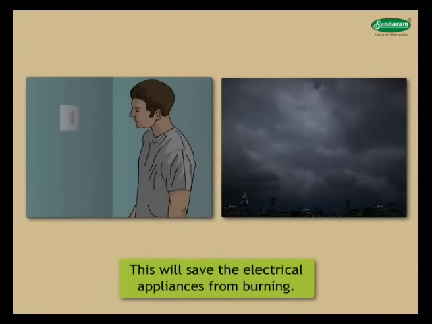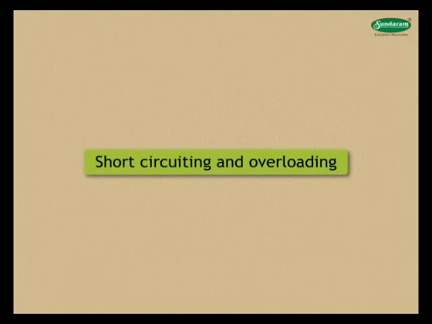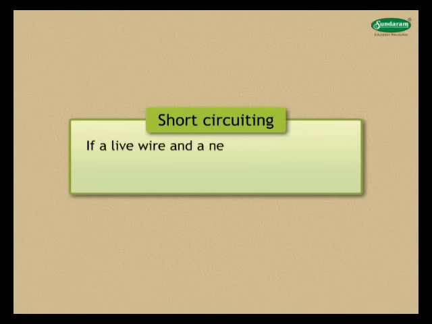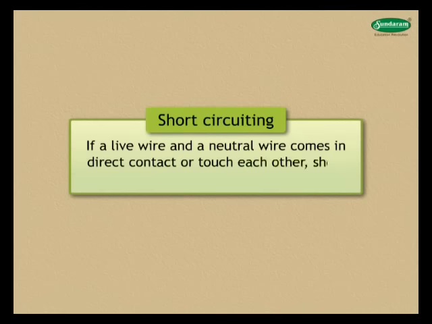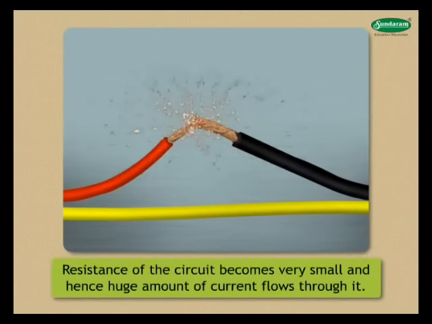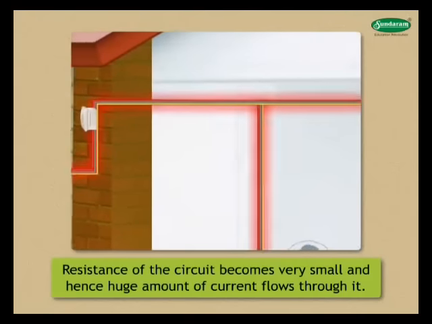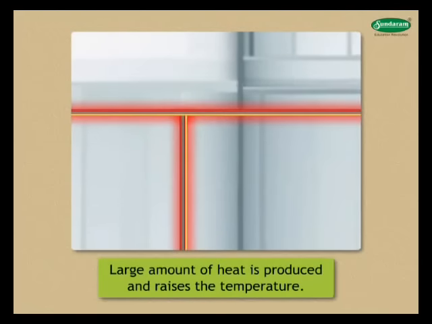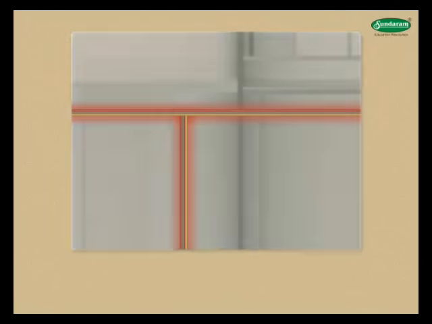This will save the electrical appliances from burning. What is meant by short-circuiting and overloading? Short-circuiting. If a live wire and a neutral wire come in direct contact or touch each other, short-circuiting takes place. During a short circuit, the resistance of the circuit becomes very small and hence a huge amount of current flows through it. This produces a large amount of heat and raises the temperature. As a result, the circuit catches fire.